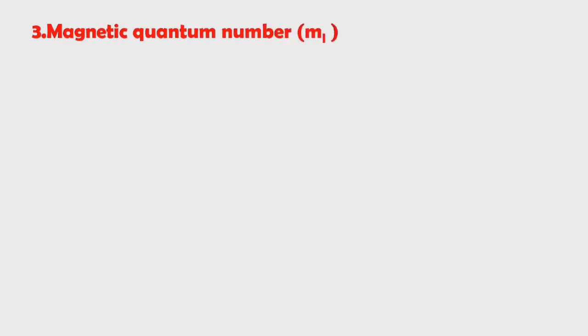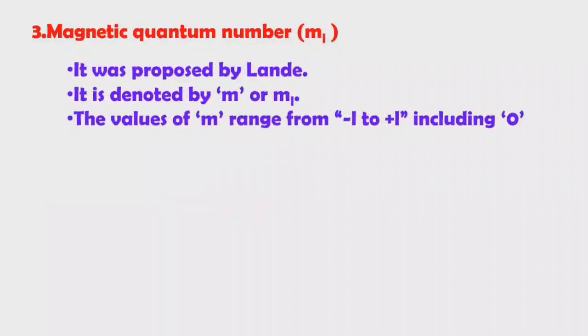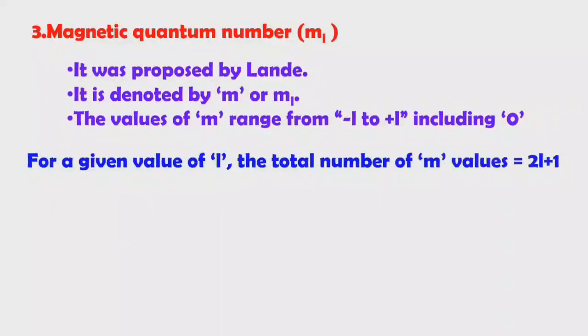Third one is magnetic quantum number, represented with small ml. It was proposed by Landé. It is denoted with m or ml. The values of m range from minus L to plus L, including 0. For a given value of L, the total number of m values or ml values is 2L plus 1.